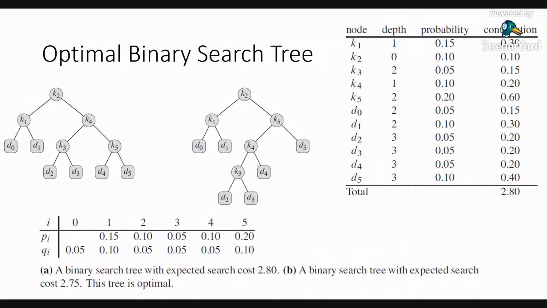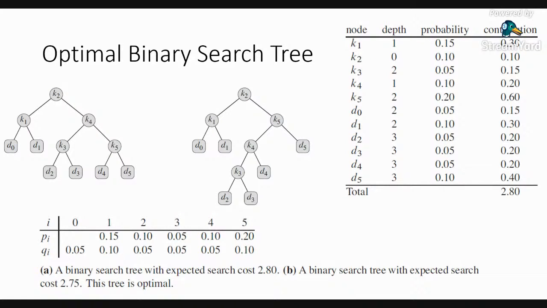Okay, so what does searching probability mean? Suppose we say the searching probability of K1 is 0.15. It means that there is a 15% chance that we are searching for key K1 out of 100 searches. That's what we want, and on the basis of these statistics, our tree should be optimal. Optimal in the sense that we want to reduce the number of comparisons.